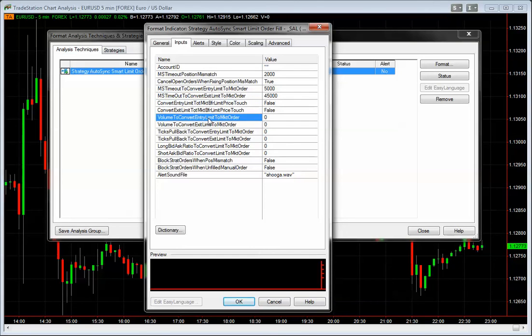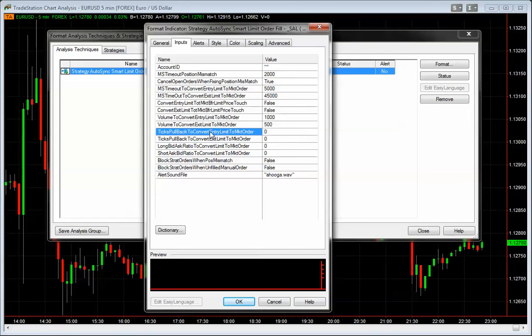Next two inputs to discuss are volume to convert the entry and exit limit order to a market order. This is the volume that has transpired since the limit price was touched. So you can specify that, okay, after 1,000 contracts is traded after the limit price is touched, I want that limit order to be converted to a market order. So I'll set 1,000 for the entry and 500 for the exit.